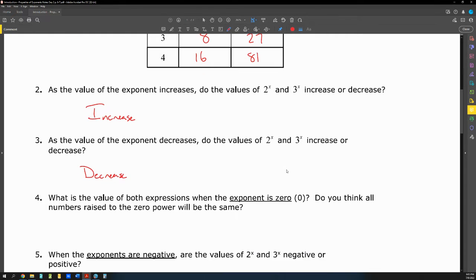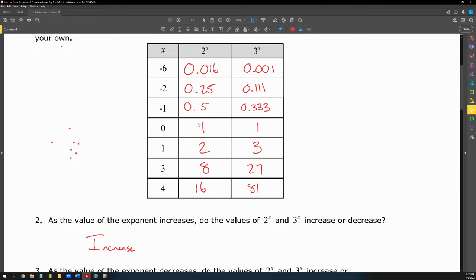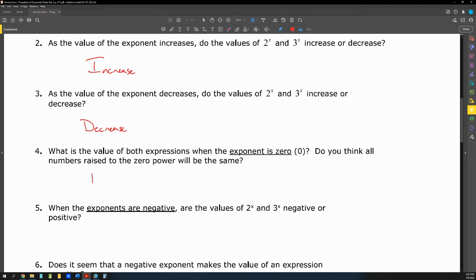Number 4, what is the value of both expressions when the exponent is 0? When x is equal to 0, both values, 2 to the x and 3 to the x, are equal to 1. And the second question, do you think that all numbers raised to the 0 power will be the same? What do you think? I think so.